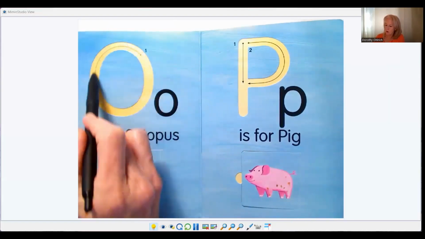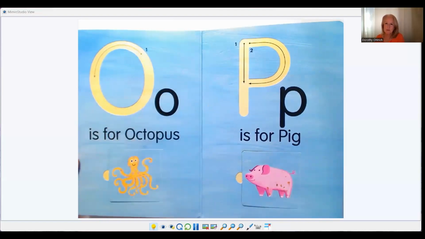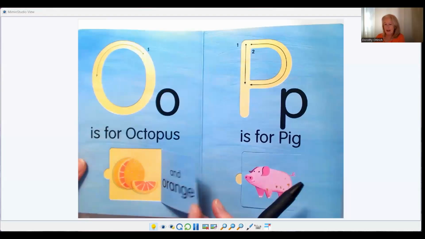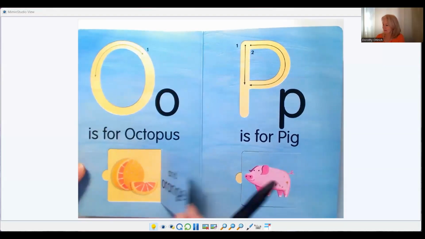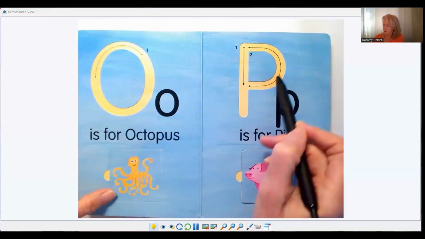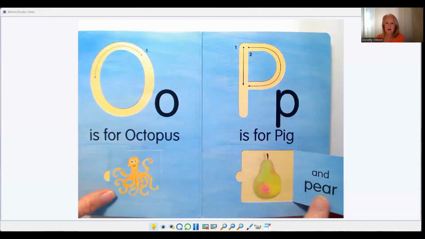O goes all the way around and closes the circle. It's more like an oval, but you can think of it as a circle. O is for octopus and orange. P goes down and curves around. P is for pig and pear.